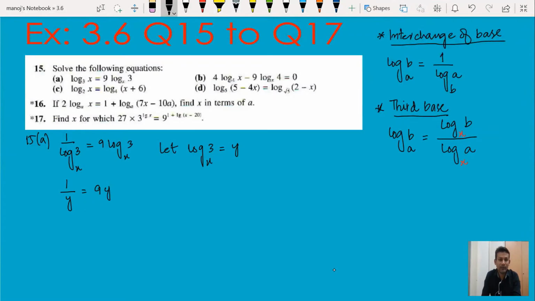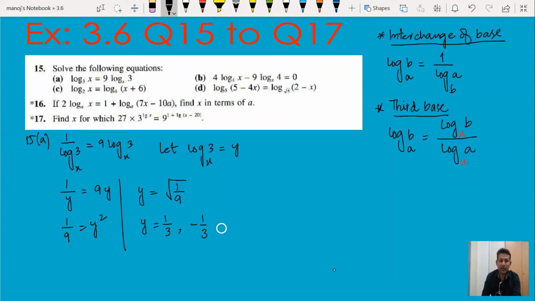This y and y will become y square, and 9 will move down. This is y square. When we remove the square, we write the square root. And remember, when we apply the square root, we always write plus minus, like we have 2 results: one time 1 upon 3 and one time minus 1 upon 3.